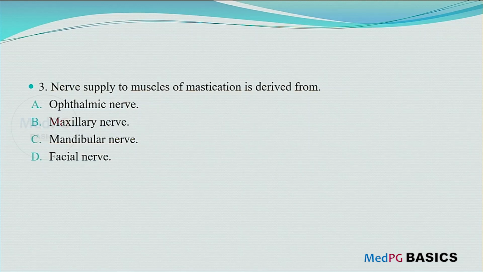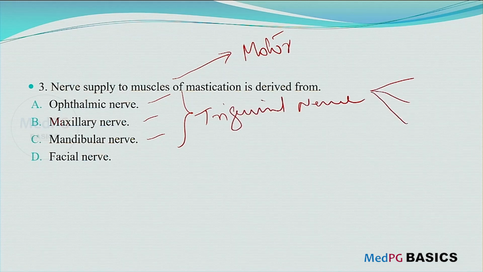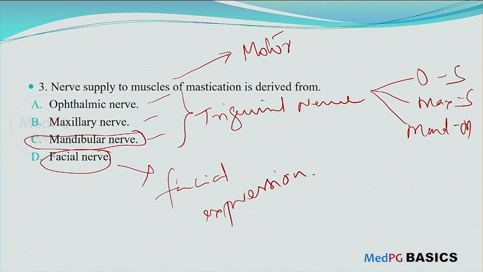Going on to the next question, the nerve supplied to the muscles of mastication. So any nerve supplied to a muscle should be a motor nerve. Among these nerves, ophthalmic, maxillary and mandibular are all branches of the trigeminal nerve, which is the 5th cranial nerve. Out of this, ophthalmic is sensory, maxillary is sensory, only mandibular is motor. And definitely facial nerve supplies the muscles of facial expression. So it's a straightforward question. Nerve supplied to the muscles of mastication is derived from the mandibular nerve. So the answer is C.